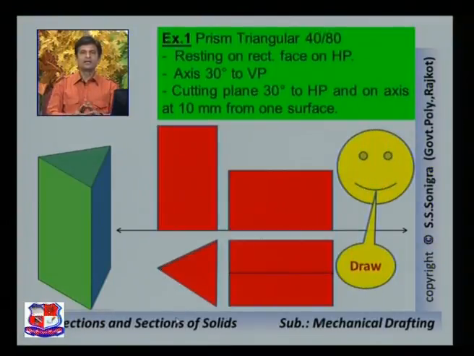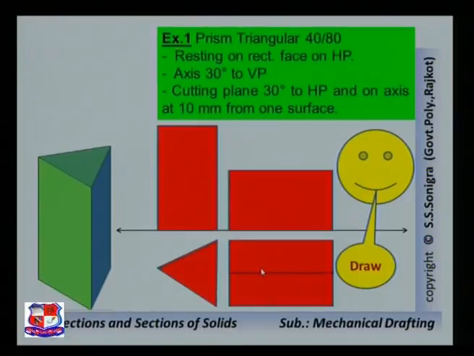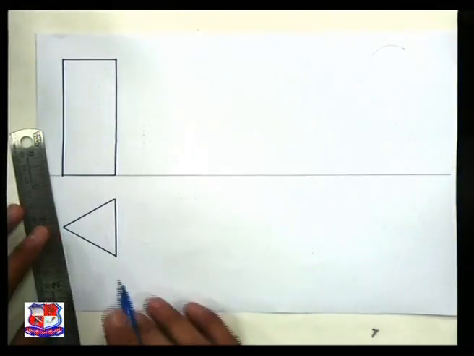Now let me draw this problem on our drawing sheet. These are the two steps which we have drawn. Now in the third step we have to tilt this top view in such a way that it makes an angle of 30 degree with XY line. So let me draw this problem. First we have to draw its top view. It would be like this.